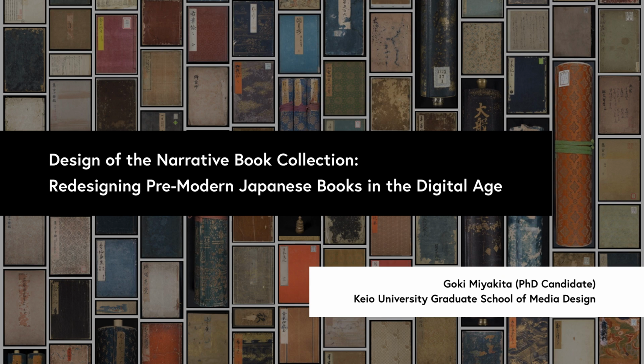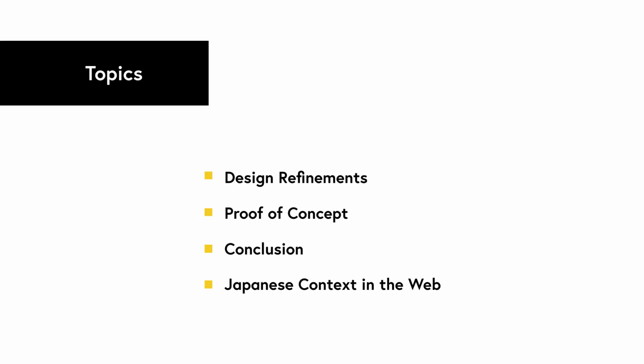In this video, I'm going to talk about my work, design of the narrative book collection, redesigning pre-modern Japanese books in the digital age. And in this talk, I will cover 4 topics. I'll first talk about the refined design I made after the first iteration of the narrative book collection. Next, prove the concept of the narrative book collection by examining both quantitative and qualitative data. Then, move to the conclusion of this research, and lastly, share some of my thoughts about Japanese context.